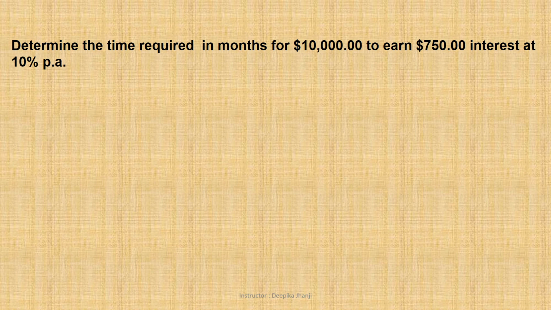If you are confident enough, this is the cool time to pause the video and try this problem. Here the question is to calculate the time required in months for 10,000 to earn 750 interest at the rate of 10% per annum. So this is my R. In decimals it becomes 0.10. 10,000 is my principal and 750 is the interest. We need to figure out the time in months, right? So T is the question mark.